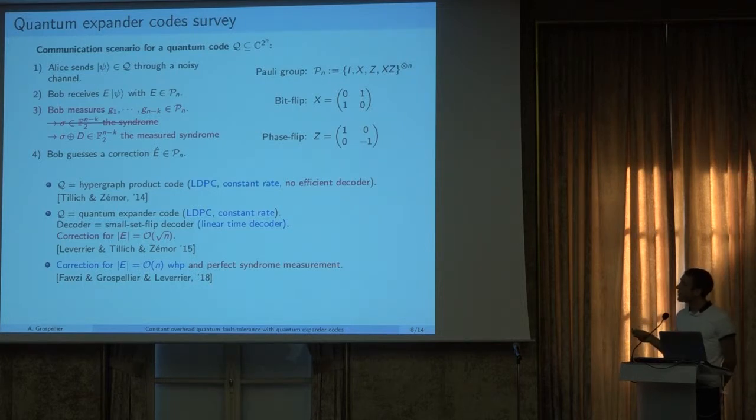This means that when Bob measures the n minus k generators, he doesn't get the actual syndrome, but what he gets is the syndrome plus some error that I will denote by D, which is just a flip of the syndrome bits. And so in this work, we have proved that a linear size error is corrected with high probability, even when the measurement of the syndrome is noisy.